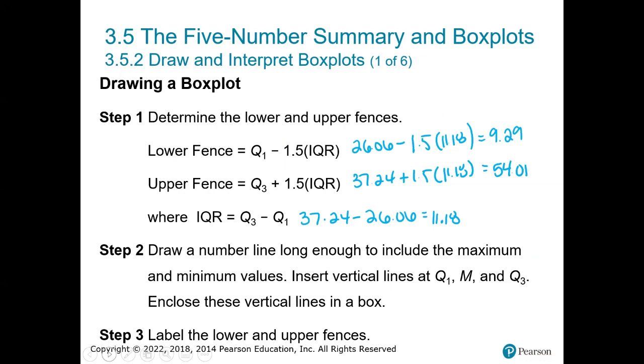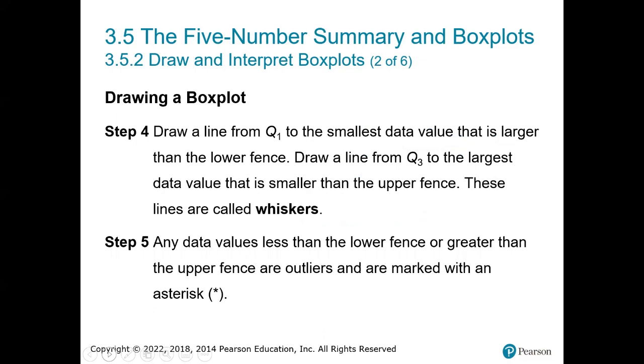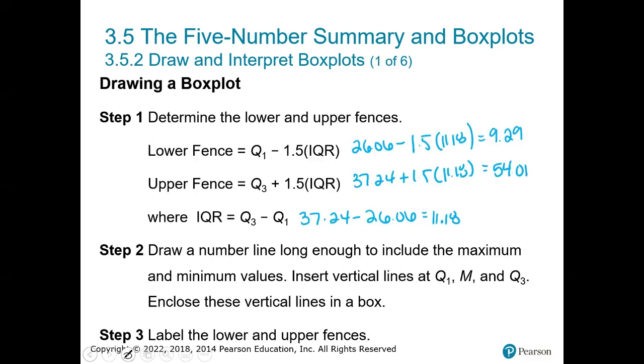After you determine your upper and lower fences, you're going to draw a number line long enough to include all of the values. You're then going to put a vertical line at Q1, M, and Q3, enclose the vertical lines in a box, and then we will label the upper and lower fences. We can draw a line from Q1 to the smallest data value that is larger than the lower fence, and then draw a line from Q3 to the largest data value that is smaller than the upper fence. These lines are called whiskers. All right, so let me give you an idea here.